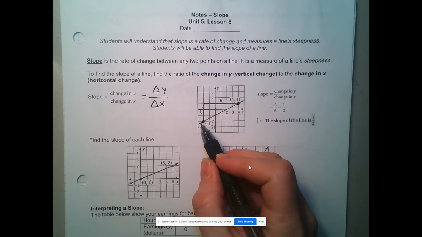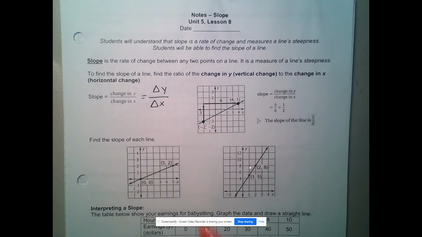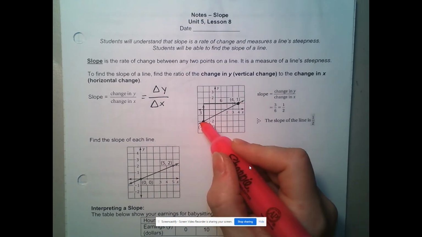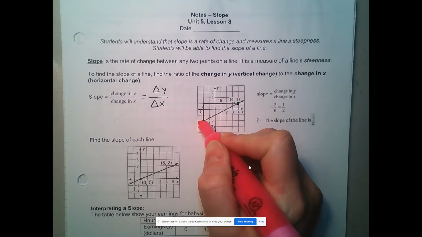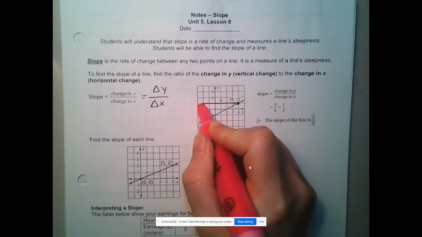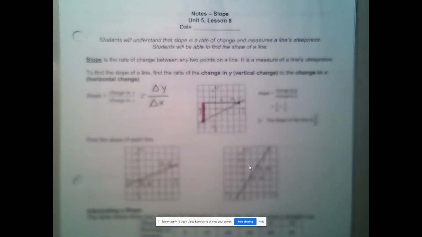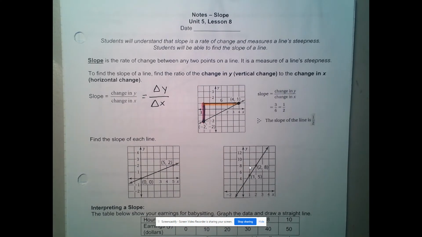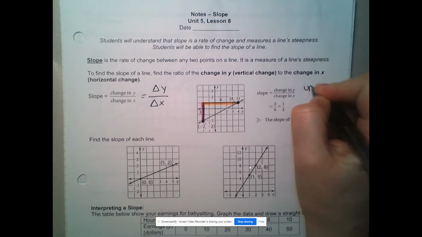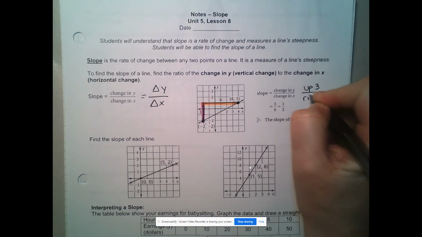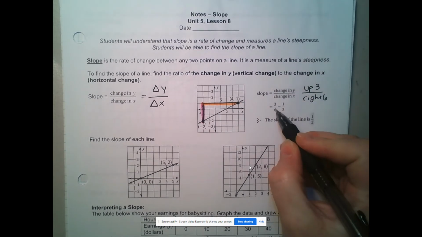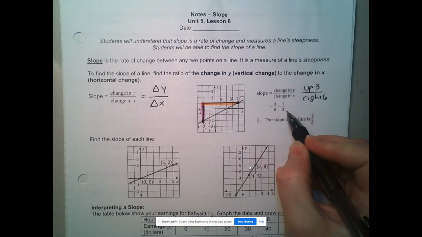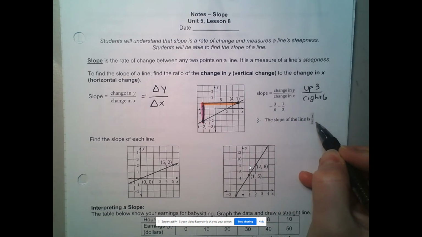And what we're going to look for is, to get from the point on the left to the point on the right, how much do we need to change on the y-axis? In this case, we're going to go up 3. And then how much do we need to change on the x-axis? We're going to go right 6. So we went up 3 and we went right 6. So you'll notice we write 3 over 6, or 1/2, and we would say the slope of the line is 1/2. That's it, guys. That's the whole concept.